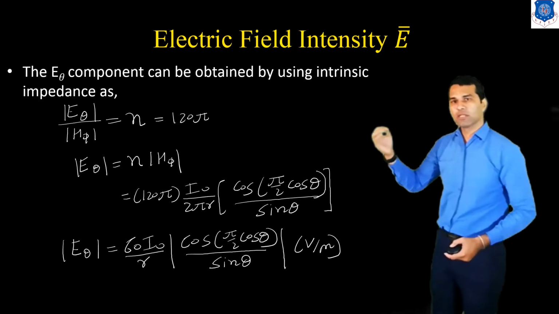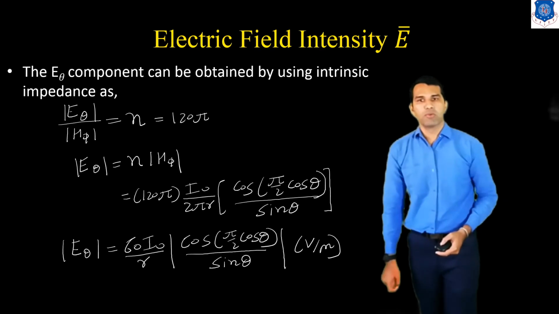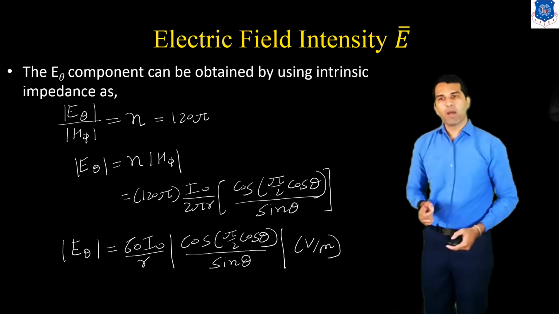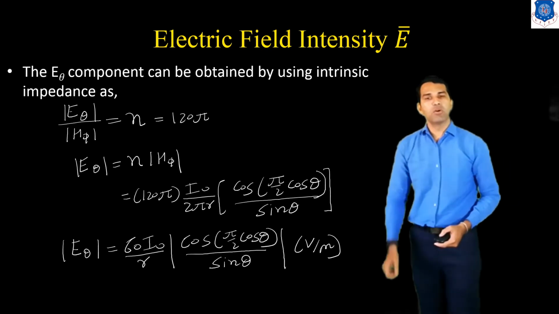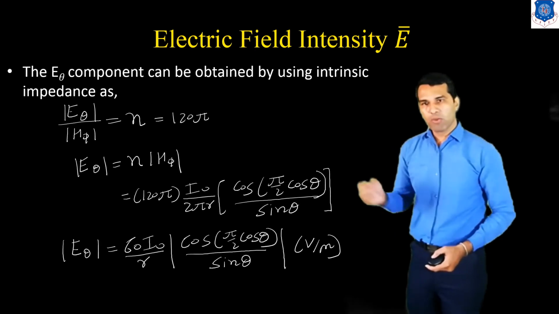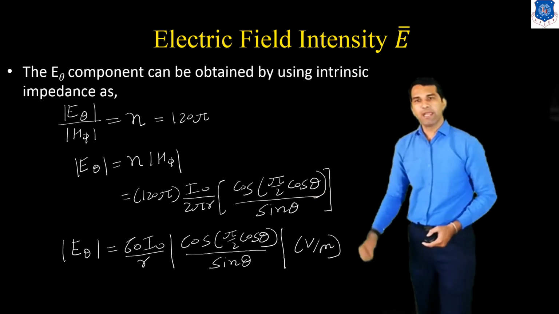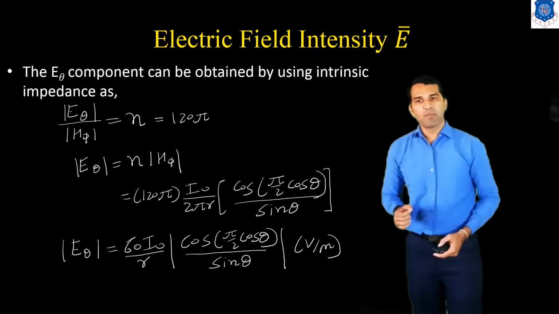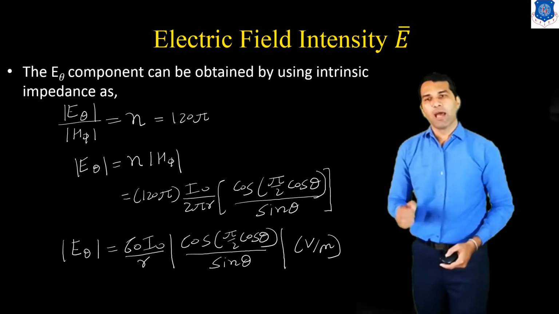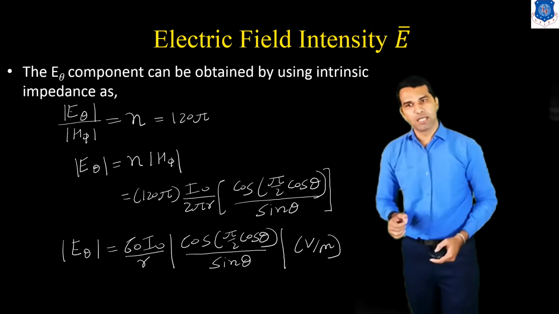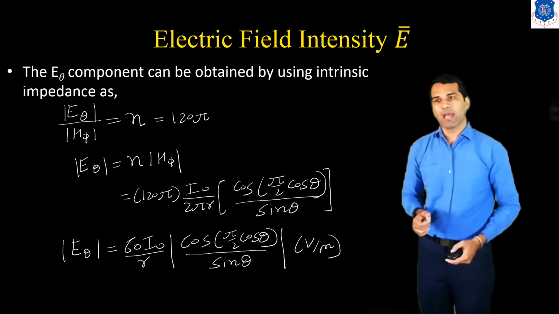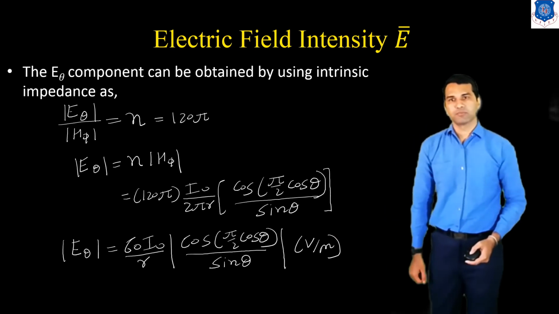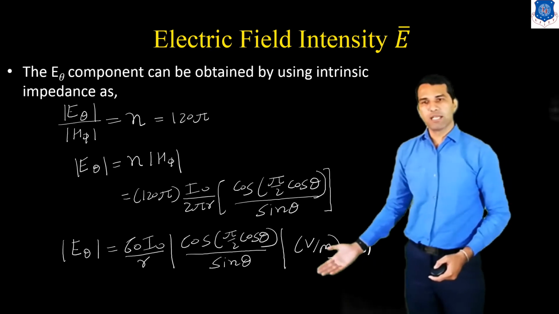Now we substitute that equation here. The eta value we have put here is 120 pi, and for H phi we have I0 upon 2 pi r, cos of pi by 2 cos theta, upon sin theta. When we solve this equation, we get E theta is equal to 60 I0 upon r into cos of pi by 2 cos theta upon sin theta, and the unit for electric field intensity is volt per meter, V by m. So this is the equation for the E theta component, the electric field intensity. We give this equation number 8.